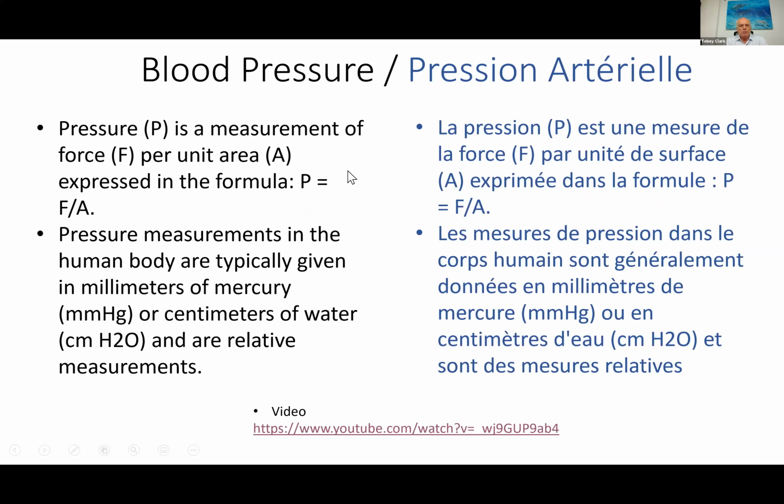Blood pressure measurements are typically made in millimeters of mercury or centimeters of water, and are very relative. They can be relative measurements. In terms of the circulatory system, that would be the right atrium is basically your zeroing point, and measurements above that point will produce the different values of millimeters of mercury or centimeters of water.